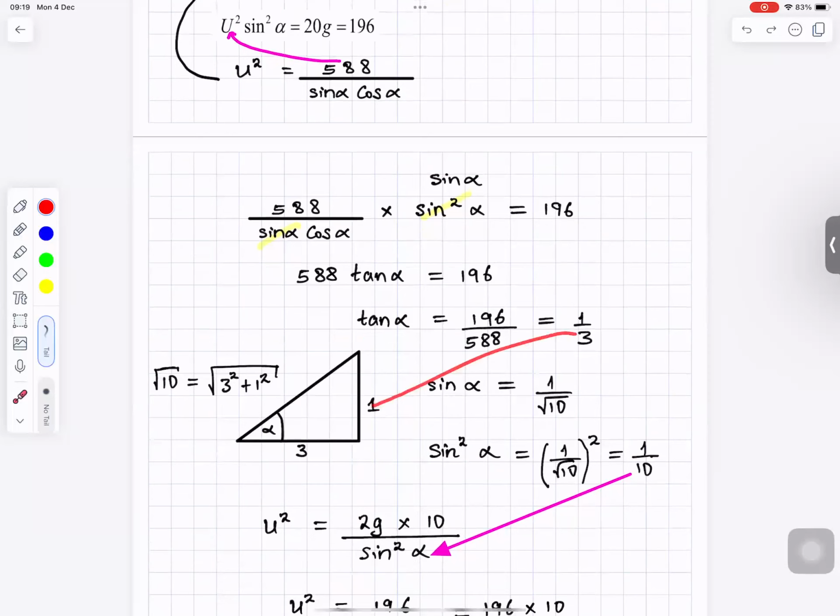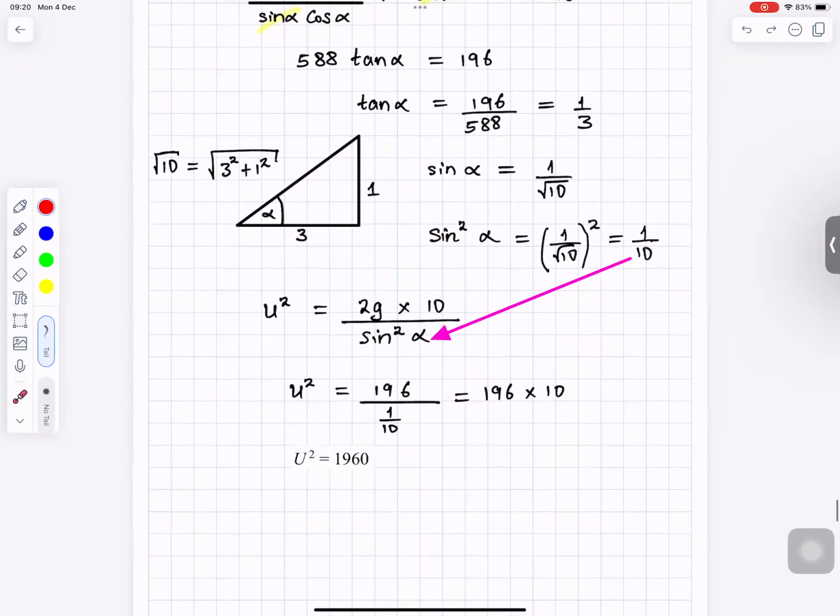So you go into the triangle. Tan alpha is opposite over adjacent, 1/3. So this will be √10. So sine alpha is 1/√10, opposite over hypotenuse. Sine squared alpha is 1/√10 squared, which is 1/10. Now, on the formula for u squared is 2g times 10 over sine squared, but we know sine squared is 1/10. Put 1/10 there, and that gives you u squared to be 1960.